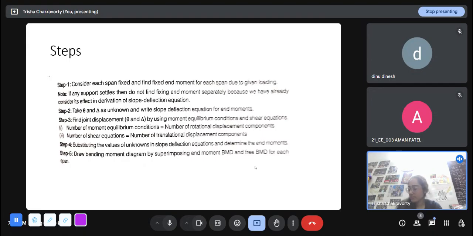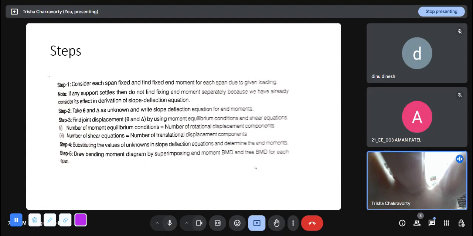And the steps to solve an indeterminate structure using slope deflection: first, I'm going to consider each span as fixed and find the fixed end moment for each span due to the given loading.